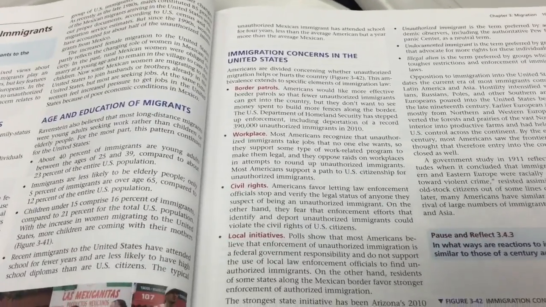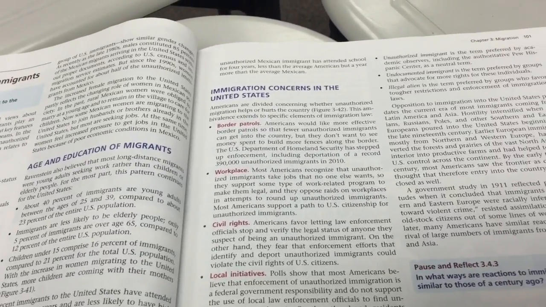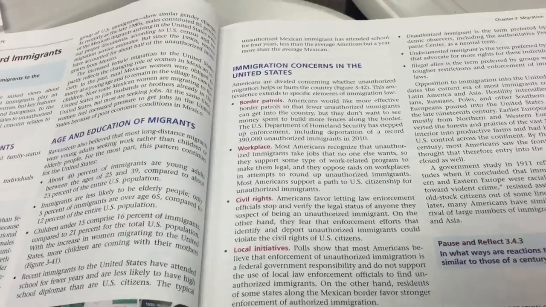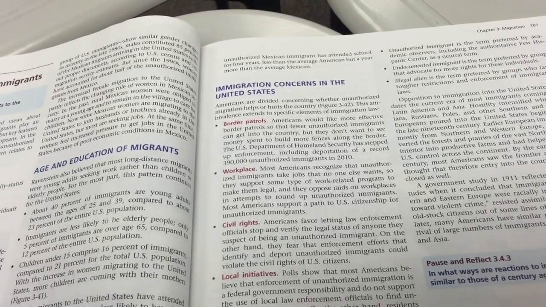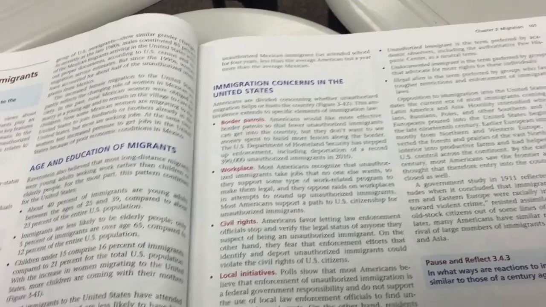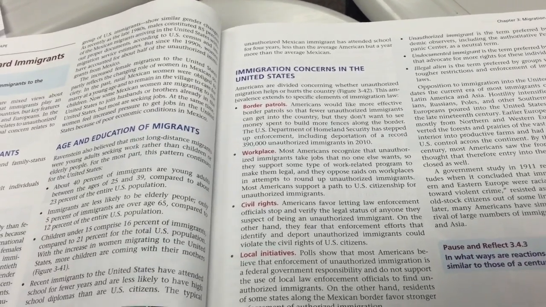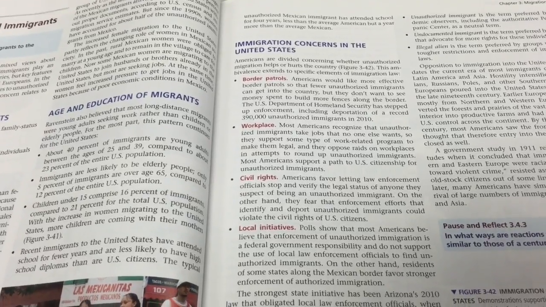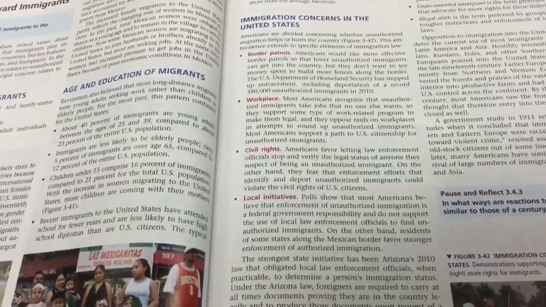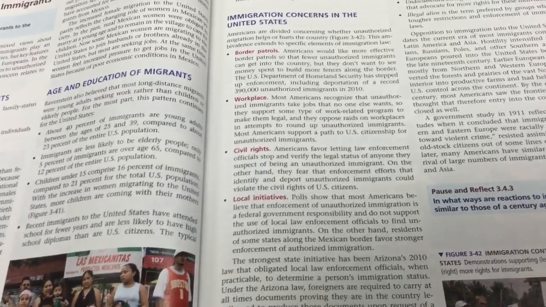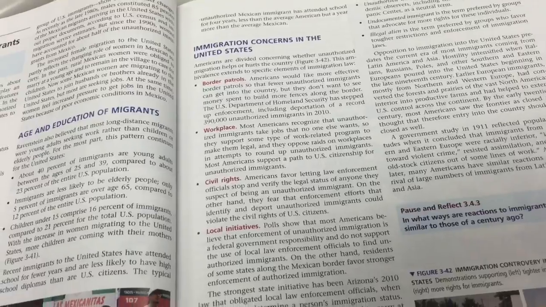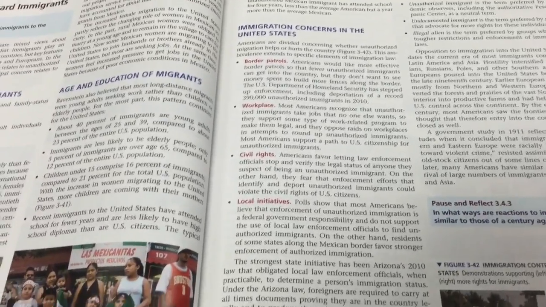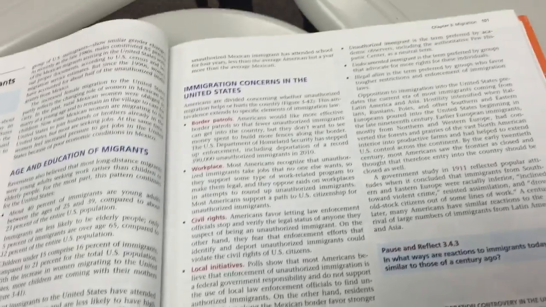And then you look at immigration concerns in the United States. Okay, Border Patrol, workplaces. Some people are still making the argument that they're having jobs taken from them by immigrants. Civil rights problems. Americans favor letting law enforcement officials stop and verify the legal status of anyone they suspect of being an unauthorized immigrant. But that's sort of super illegal because that's basically just profiling. And then local initiatives. Polls show that most Americans believe that enforcement of unauthorized immigration is a federal government responsibility and do not support the use of local law enforcement officials to find unauthorized immigrants. And so most people say, you know, that's not really our problem. Let the federal government handle it.